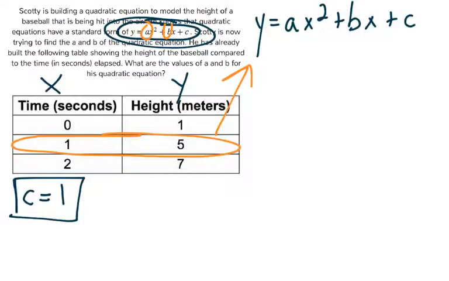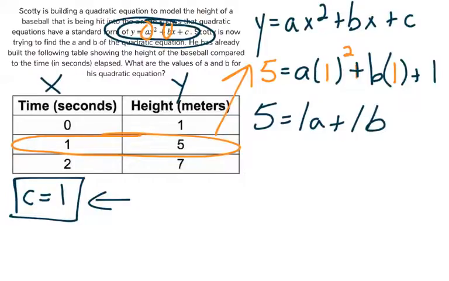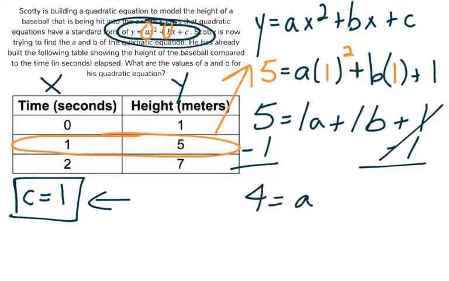Plug those in. Okay, so 5 is now my y equals a times 1 squared, since that's my x, plus b times 1 plus c. Now instead of c, I'm plugging in my constant value, which I know is 1, so plus 1 at the end there. Okay, so here we go. 5 equals, well, 1 squared is 1, so 1a plus b times 1. I'm going to call that 1b plus 1. Subtract 1 from both sides. I want my variables by themselves, so I get 4 equals a plus b.